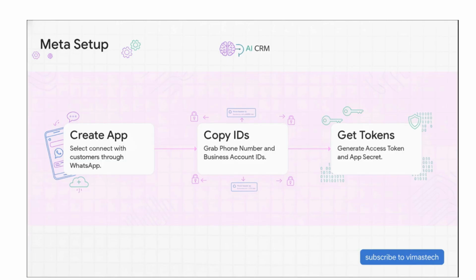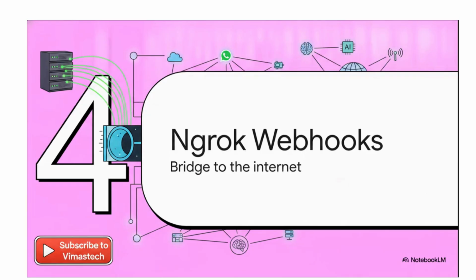You'll also need to dig into the basic settings to reveal and copy your temporary access token and your app secret. Keep these safe. They're essentially the digital keys to the castle that allow your local CRM to talk securely to Facebook's servers. Part 4, webhooks using ngrok, bridging local servers to the internet.